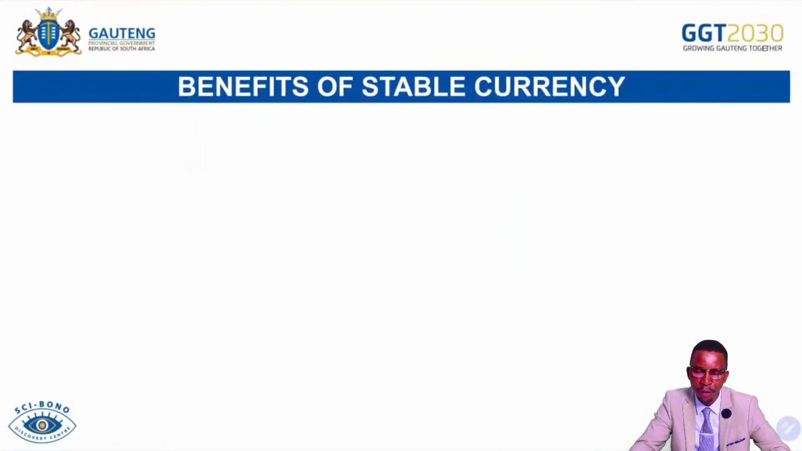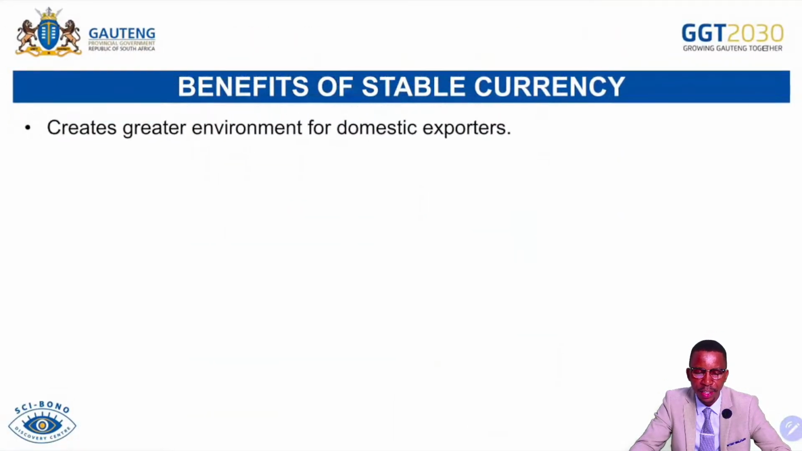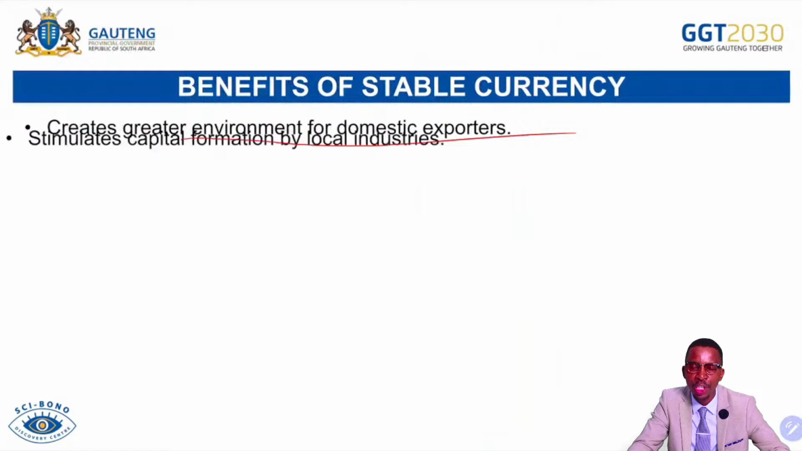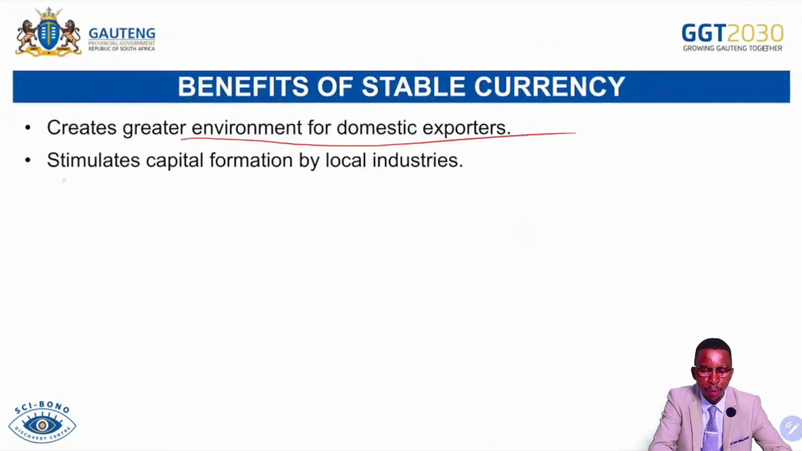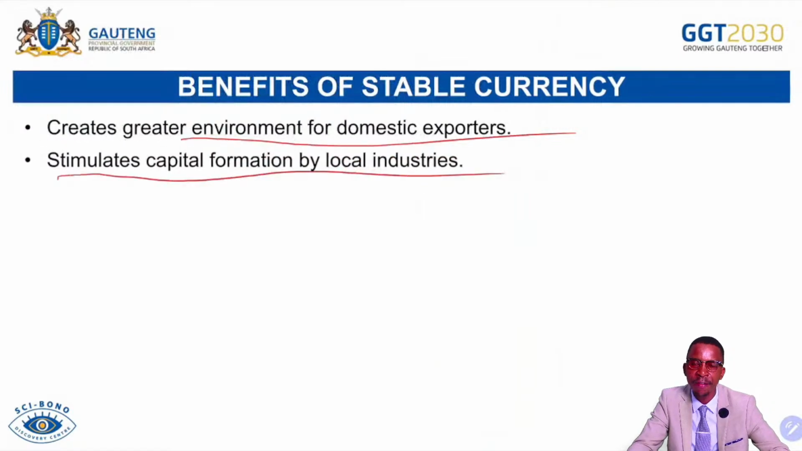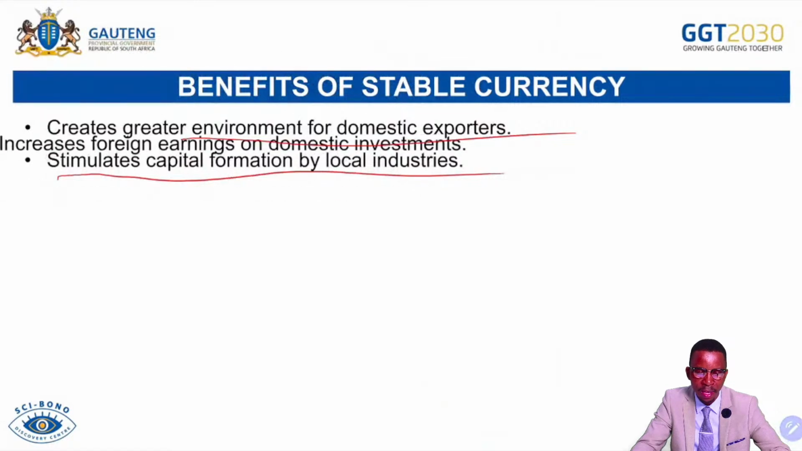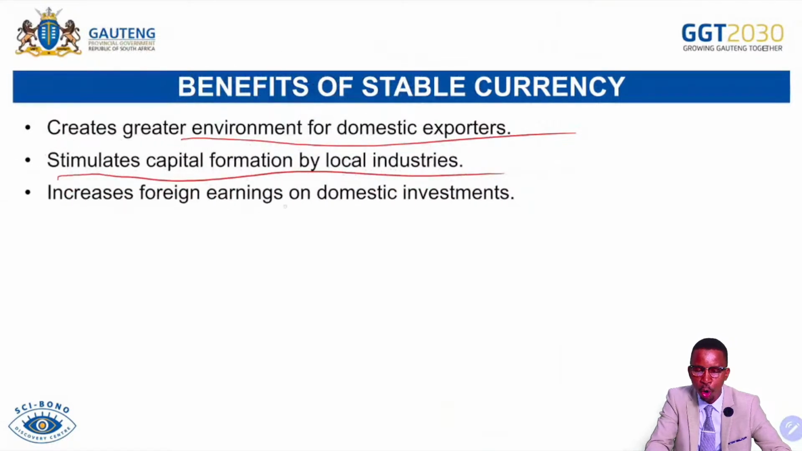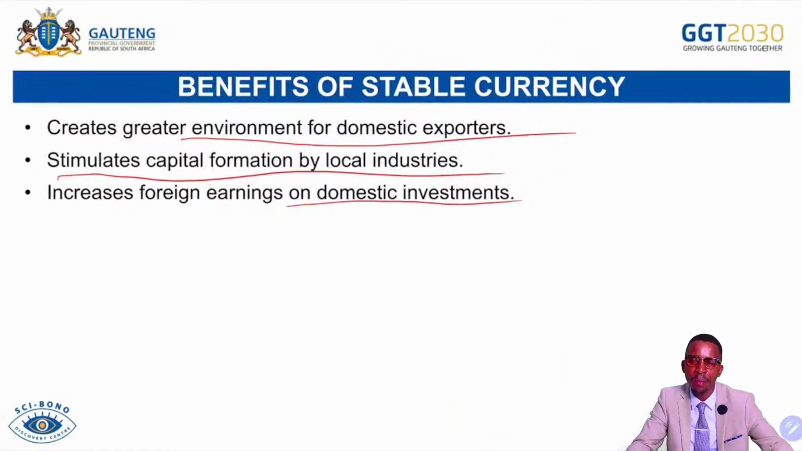And then the benefit of a stable currency. It creates a greater environment for domestic exporters. Local producers can simply export easily and get more earnings because our exports will be highly demanded abroad. Stimulate capital formation by local industries. If our currency is stable, that will mean local firms will find it easier to import capital goods from the global market so that they can produce more goods and services. And then increased foreign earnings on domestic investments. There will be more demand for our exported goods, which will also be increasing earnings.